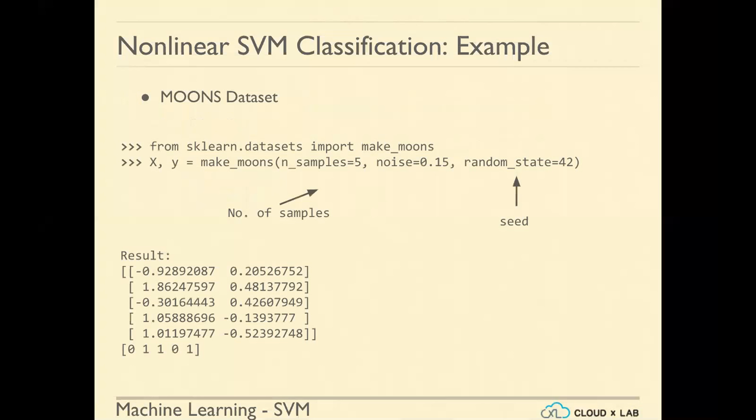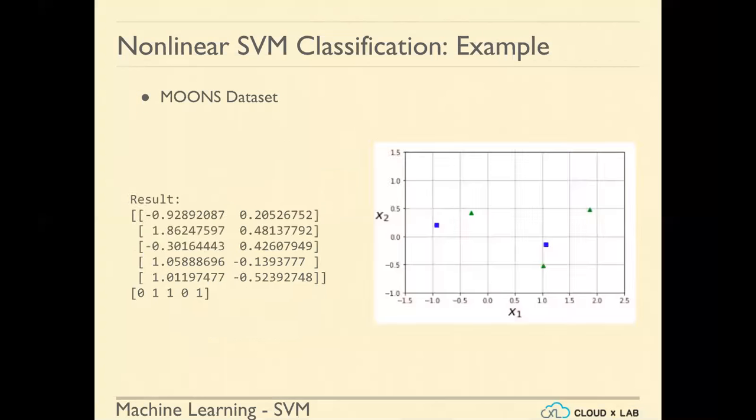We can pass the number of samples. We can tell how much noise we want, and we can also provide a seed so that every time we run it, we get the same results. Okay, we have done this for our own purposes so that it becomes easier to explain.